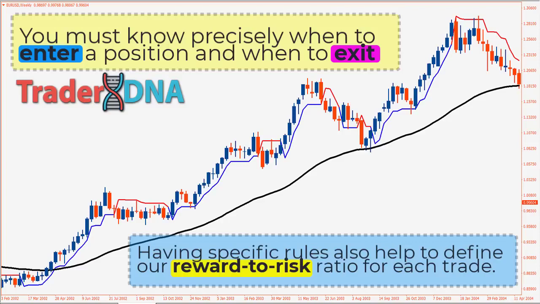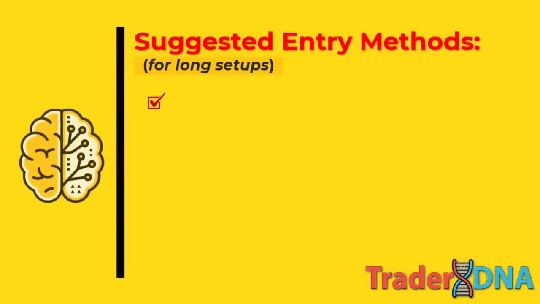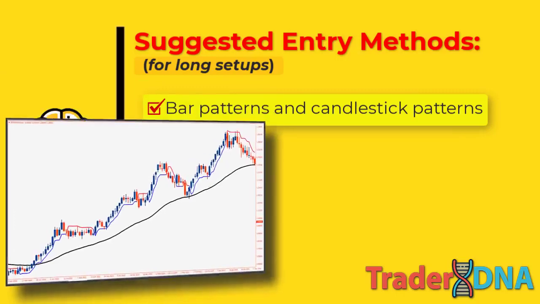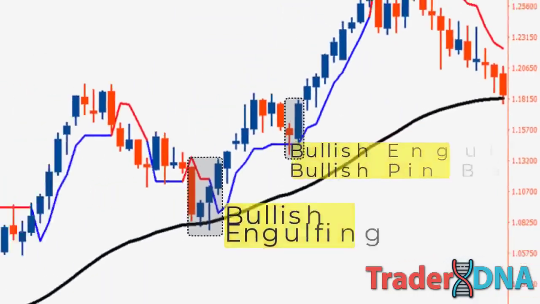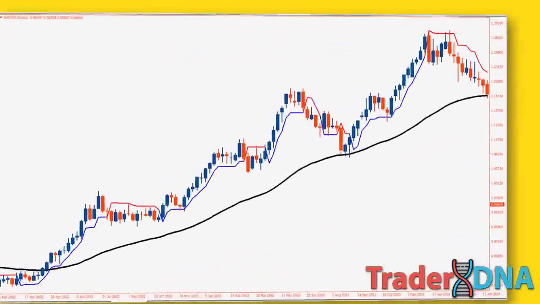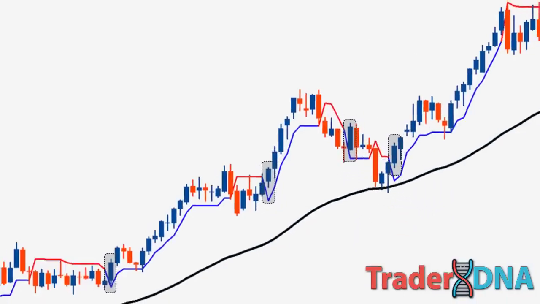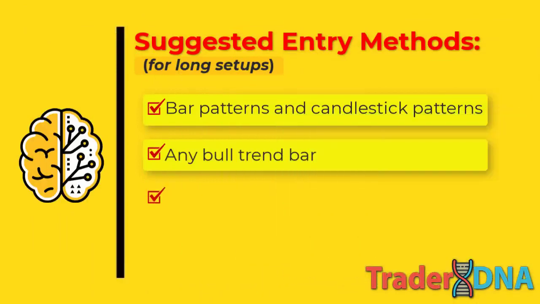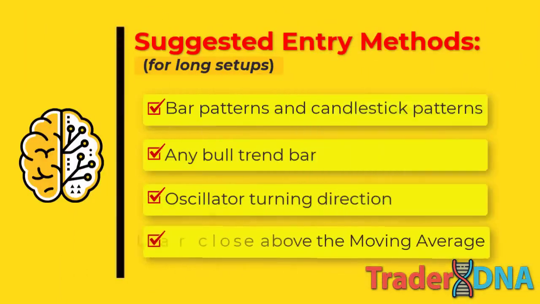To keep things simple, let's refrain from adding another indicator. Instead, try using the tools you have chosen from the earlier steps to trigger your entry. Here are a few suggested entry methods for long setups. First, bar patterns and candlestick patterns. Second, any bull trend bar. Third, oscillator turning direction. Fourth, a bar close above the moving average.